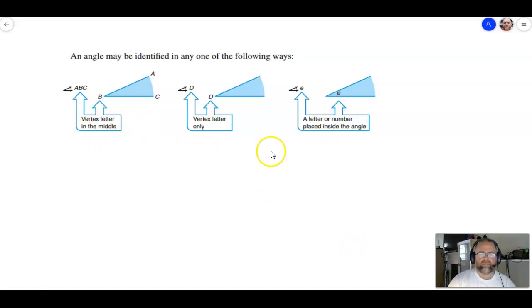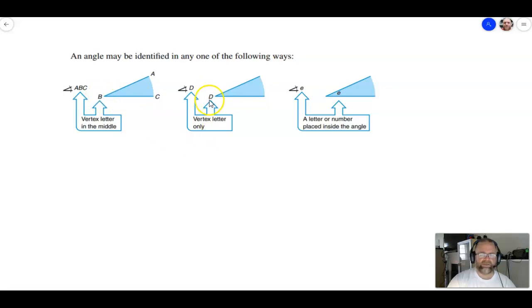So the first thing I want to talk about is how we identify an angle. And there's usually three different ways that we can. So the first way is if we have some point on one side or ray, and we have another point on the other side or ray, like A and C, and then we have a point here at the vertex. The vertex is where these two lines intersect. We can describe that angle as either ABC or CBA. Either one of those, as long as the vertex value is in the middle of those three letters.